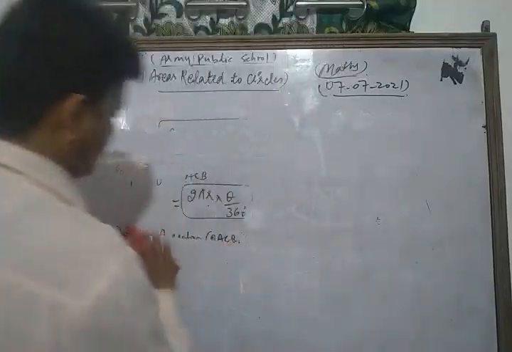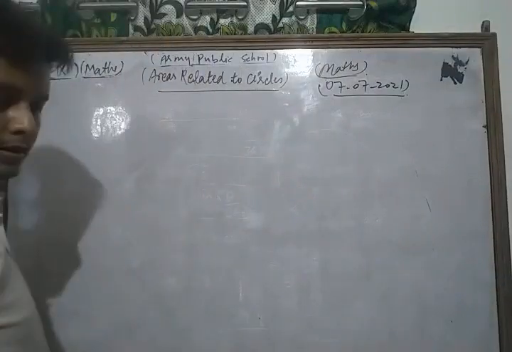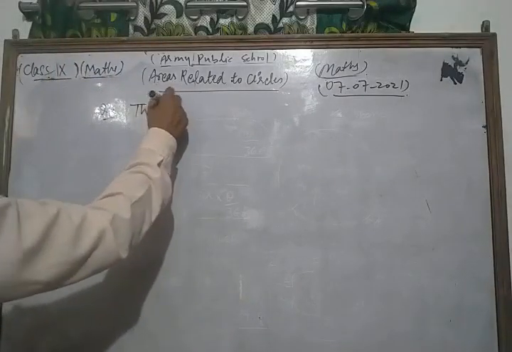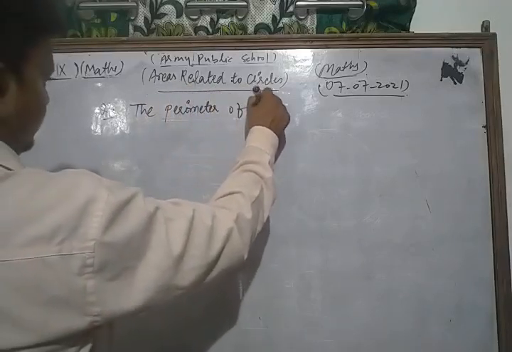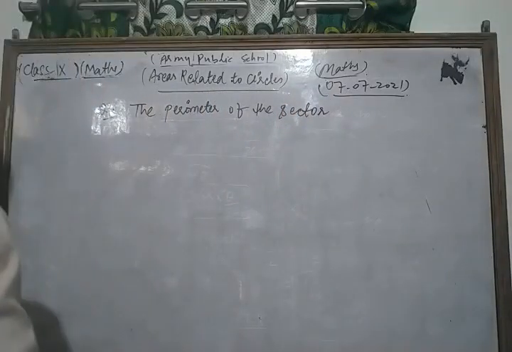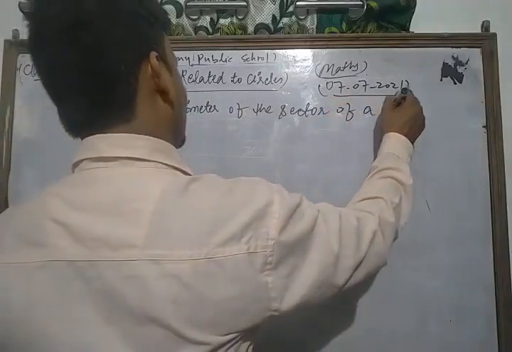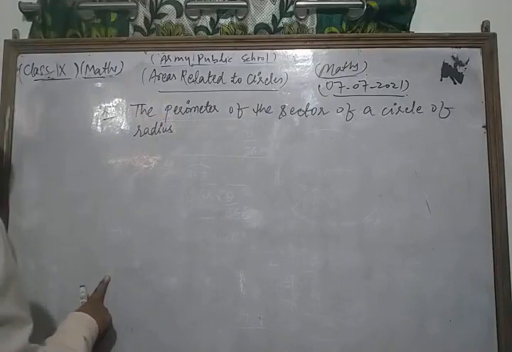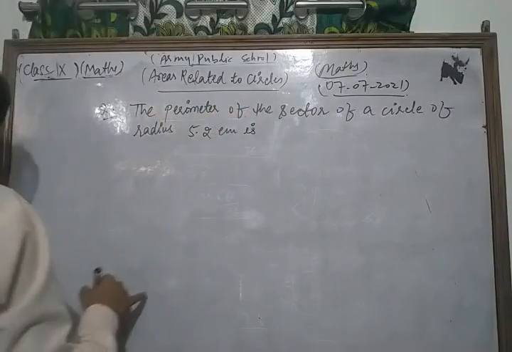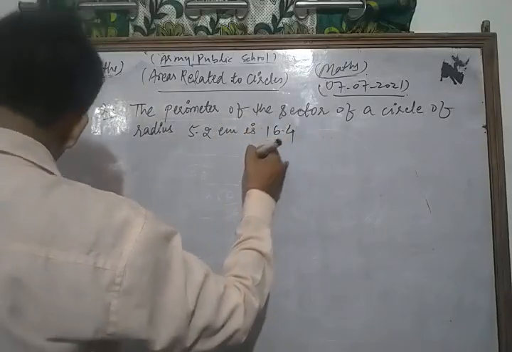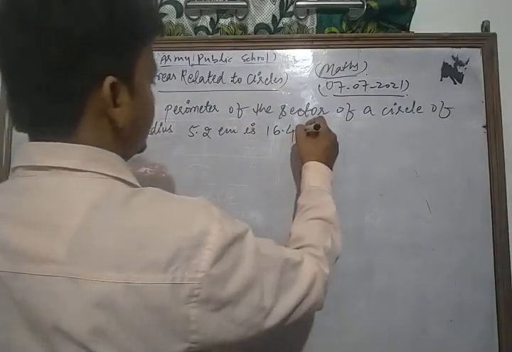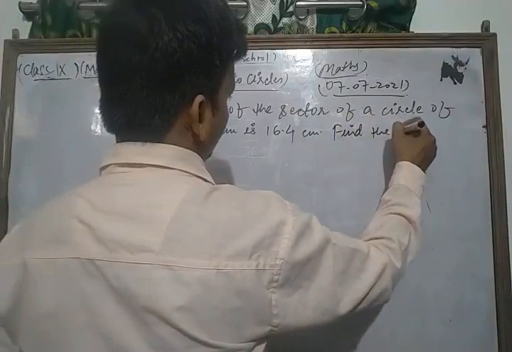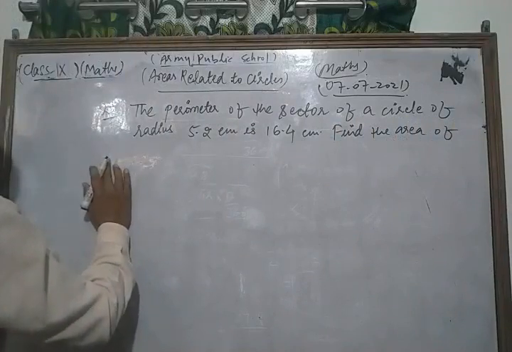Let's see. And the question is: the perimeter of the sector of a circle of radius 5.2 centimeter is 16.4 centimeter. Find the area of the sector.